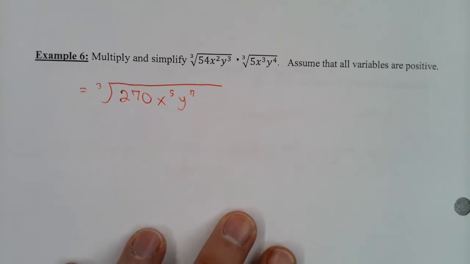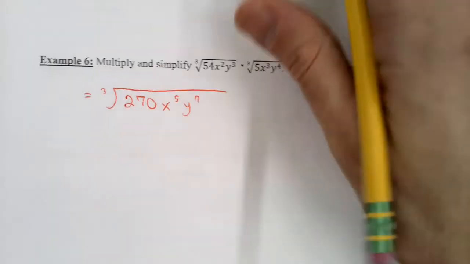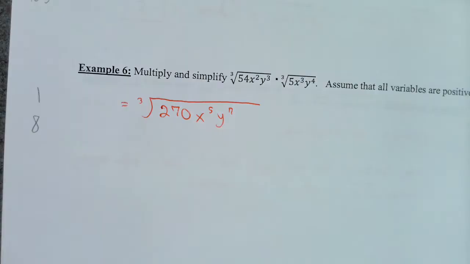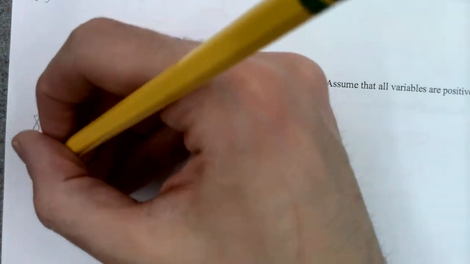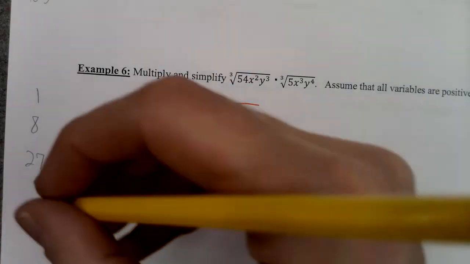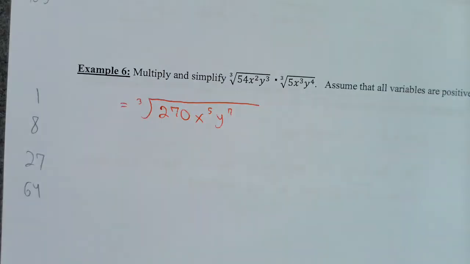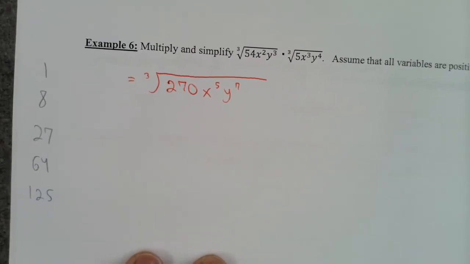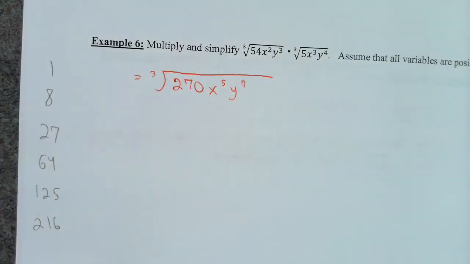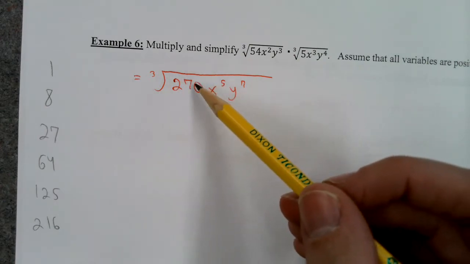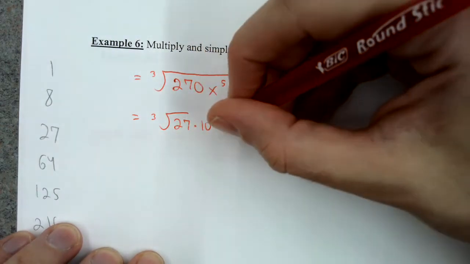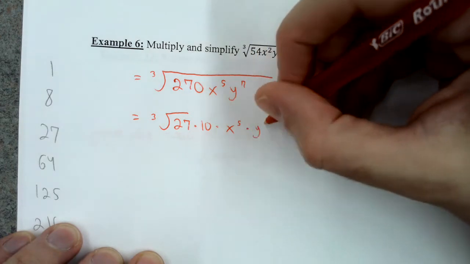And now again, let's think about our perfect cube numbers. 1 times 1 times 1 is 1. I'm just going to rewrite this again. 2 times 2 times 2 is 8. 3 times 3 times 3 is 27. 4 times 4 times 4 is 64. 5 times 5 times 5 is 125. 6 times 6 times 6 is 216. I'm going to stop there. And I know that 27 is a factor of 270. So I'm going to do this next. I'm going to put the cube root of 27 times 10 times x to the 5th times y to the 7th.